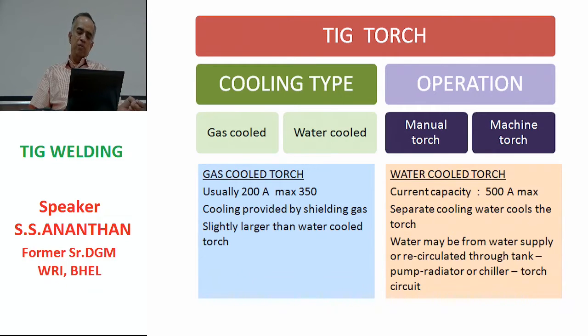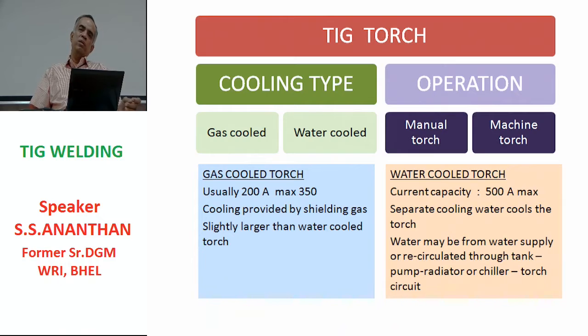The main feature of the gas cooled torch, or air cooled torch as it is sometimes called, is that the cooling takes place only by the shielding gas. This eliminates the requirement of water, and this is a very useful requirement when you are talking about welding in erection sites for power plants or refineries or chemical plants where water may not be available at all locations. So welders on site prefer to use this particular torch even though they are bulkier compared to the water-cooled torch.